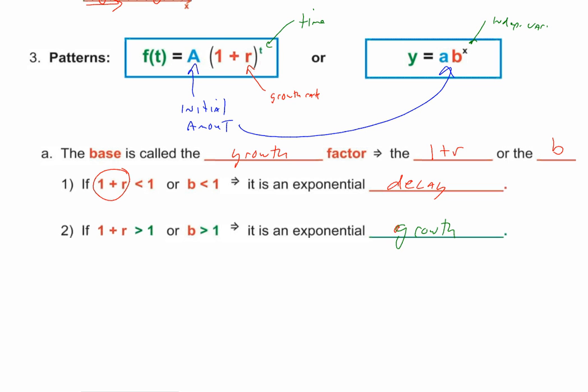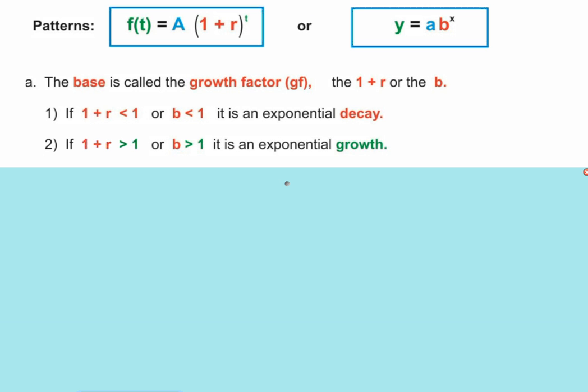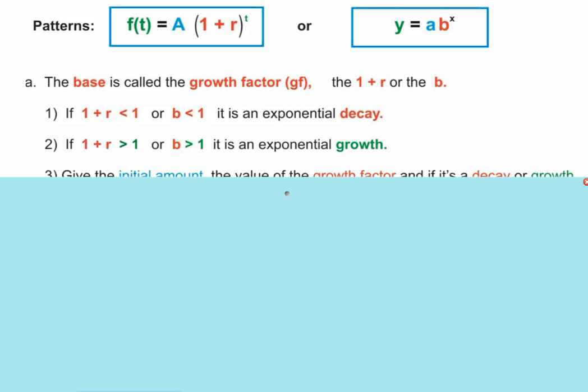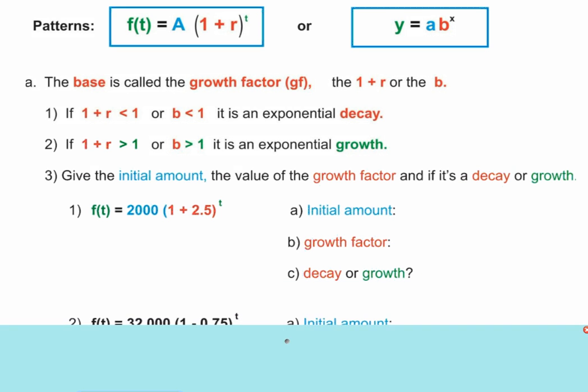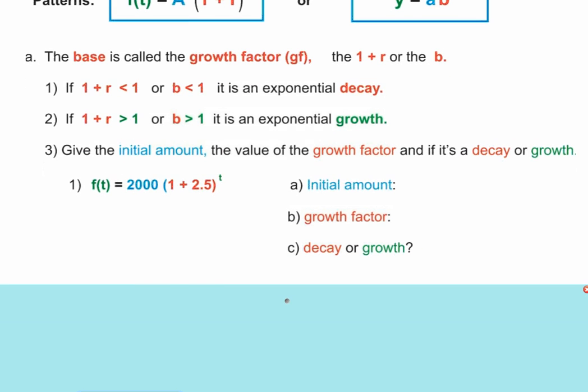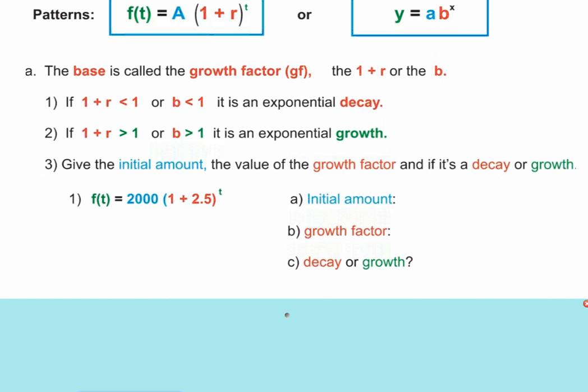All right. Real life, 2016. Okay, so there are formulas again on the next page for you because I want you to be able to see them. So again, the base is called the growth factor, or GF for short, 1 plus R or the B. And again, decay and growth. All right, so that's all there as we try to look at an actual function and figure out what's going on. This is what we want you to learn from this lesson. I want you to be able to look at a function or write a function and know what things mean.